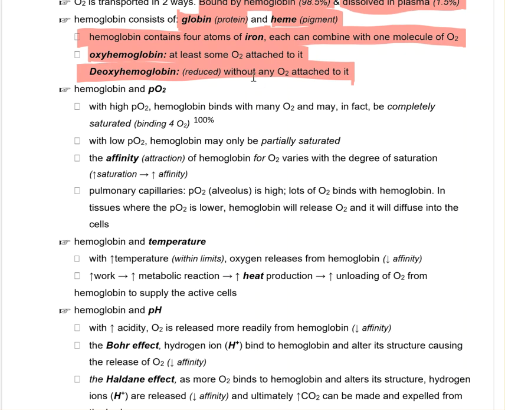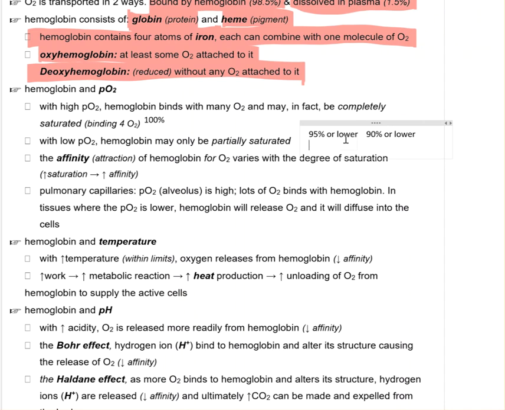If you have low saturation, low pressure of oxygen, the hemoglobin may only be partially saturated. This usually is considered like 95% or lower, okay? And if you're at 90% or lower, you're usually considered hypoxic. So hypoxemia. All right, so I was fine. I'm 98. I'm right in the normal range, between 95 and 100.